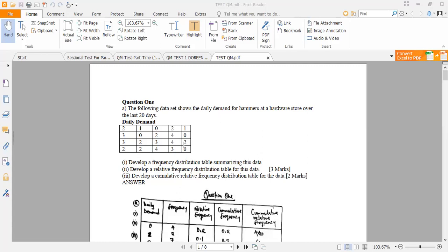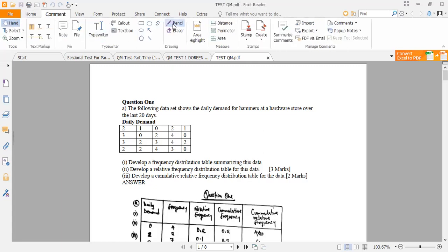To start with, this is called ungrouped data because it's not classified, it's not grouped in classes. And for 5 marks, we've been asked to develop what is called a frequency distribution table that summarizes the data that is showing in here. And number 2, we've been asked to develop a relative frequency distribution table. And finally, to develop a cumulative relative frequency table. So there are 3 things that we've been asked to do here.